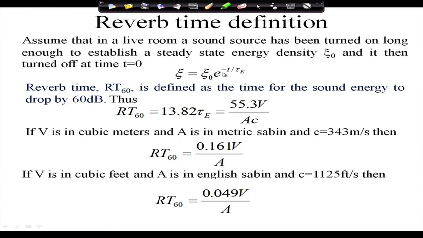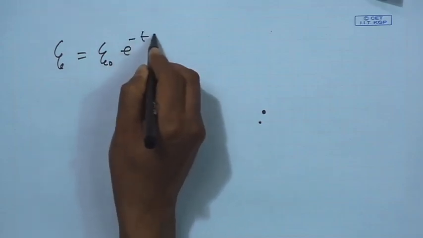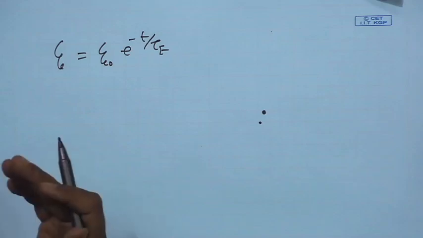So, psi equal to psi 0 into e to the power minus t by tau e. That is this way it will be discharged. The discharge equation is that once the source is off, psi will be discharged as psi 0 into e to the power minus t by tau e. Now, I said the time taken to drop it 60 dB.